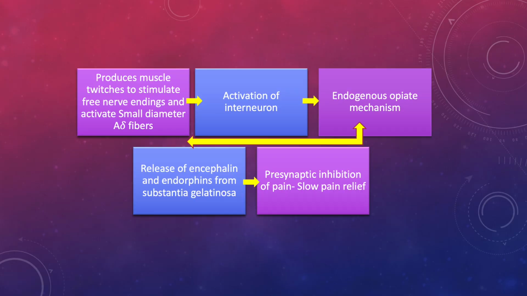Let's just see, as I told you, it produces the muscle twitches, stimulates the free nerve endings and activates small diameter A delta fibers, which results in the activation of interneurons, which results in the endogenous opiate mechanism, releasing the enkephalin and endorphins from the substantia gelatinosa of the spinal cord itself, and further results in the presynaptic inhibition of the pain, which is a slow pain relief but lasts longer.